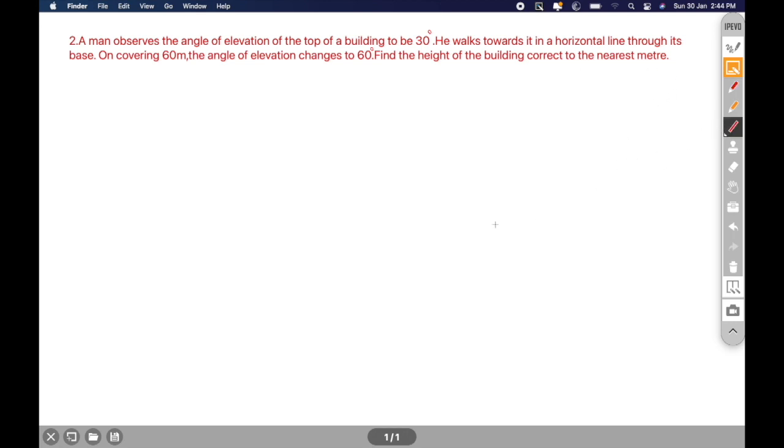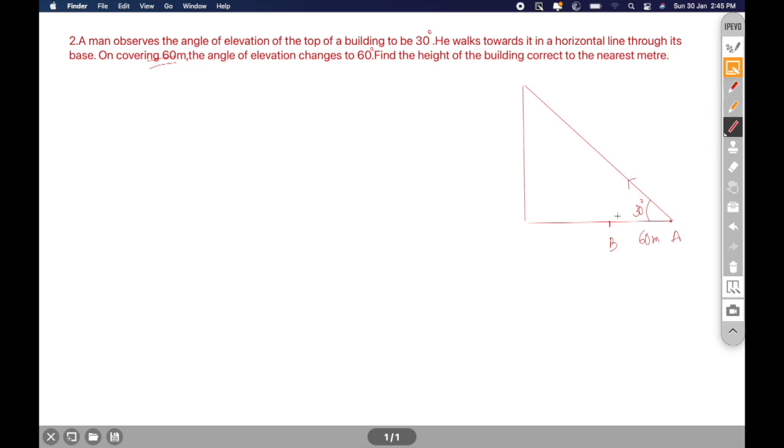So we have to first of all consider a horizontal line, that is the ground. We have a building also here perpendicular to the ground, and the observer is here, suppose, looking at the top of the building, making an angle of elevation of 30 degree. Now he is walking towards it, means walking towards the building, right? And suppose reaches the point B, which is equal to 60 meter, on covering 60 meter. So this is 60 meter.